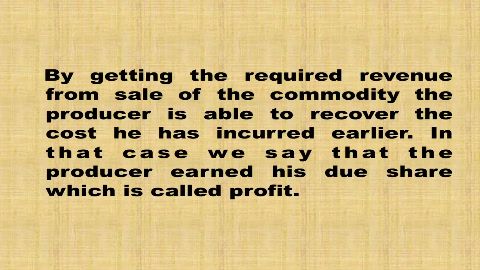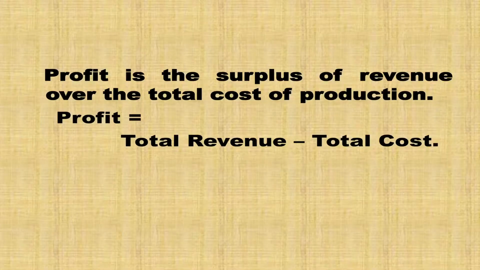By getting the required revenue from sale of the commodity, the producer is able to recover the cost he has incurred earlier. In that case, we say that the producer earned his due share, which is called profit. So, we can define profit as the surplus of revenue over the cost of production, or in terms of total revenue and total cost, profit is nothing but total revenue minus total cost.